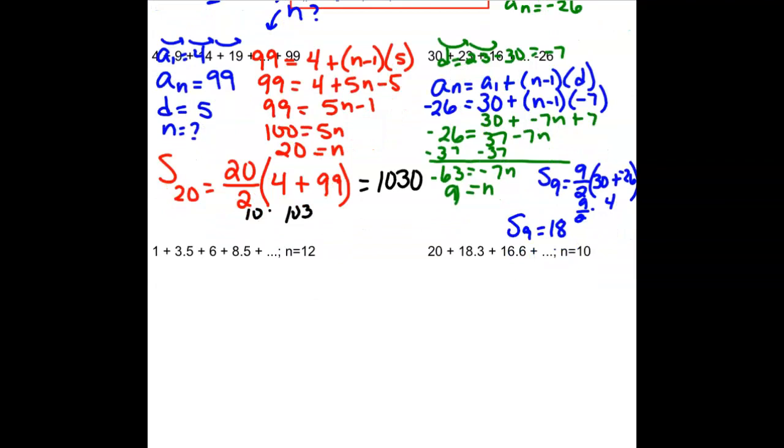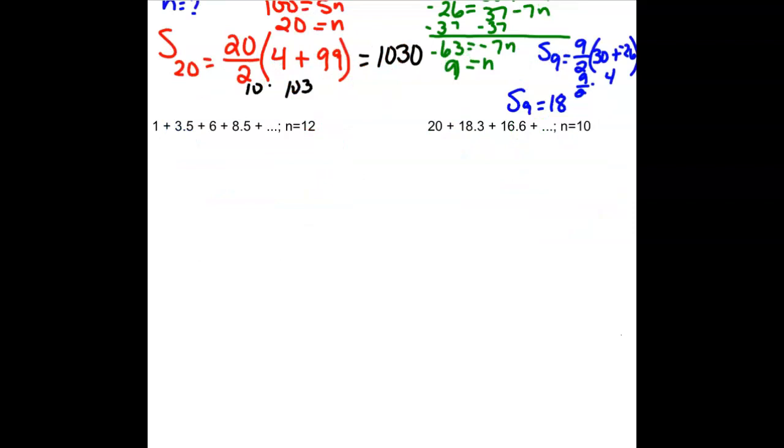Now, for this next one, we're given slightly different information. We still have our first term. In this case, a sub 1 is 1. I still can figure out my common difference. To go from 1 to 3.5, I added 2.5. To go from 3.5 to 6, I added 2.5, etc. So my common difference is 2.5. I know that n is 12. What I don't know is a sub n.